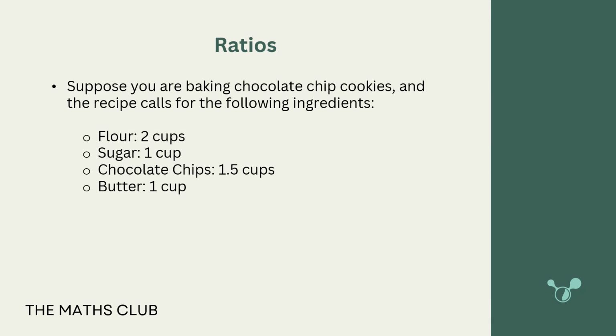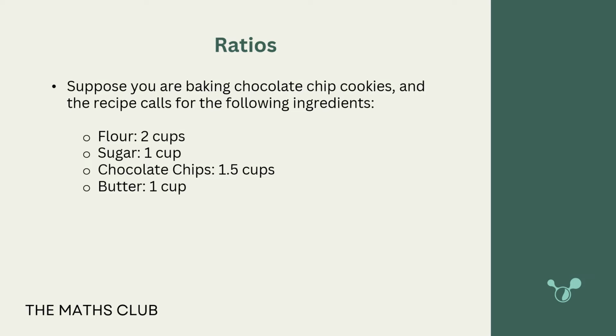So for example, you are baking chocolate chip cookies. I think that this is more like an Oyinbo example. If I use the Nigerian example, I would have said maybe you are frying plantain. And then the recipe calls for the following ingredients. It says for flour, take 2 cups. For sugar, take 1 cup. For the chocolate chips, measure 1.5 cups. And then for the butter, measure 1 cup.